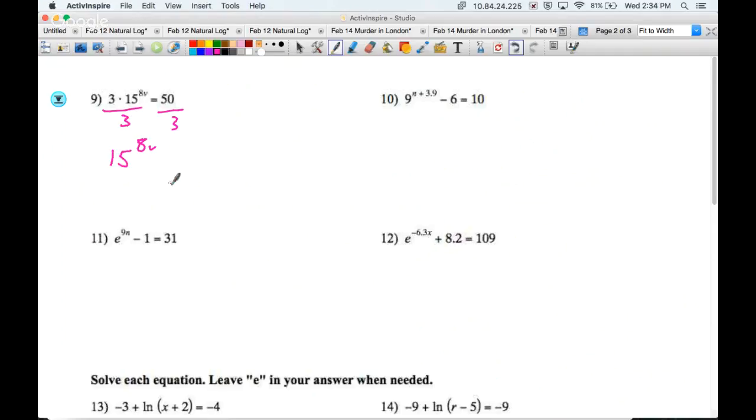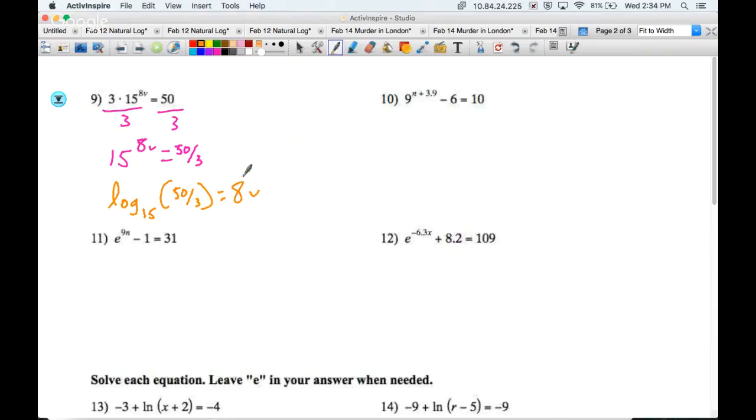So I divide both sides by 3 in number 9. You get 15 to the 8v equals 50 thirds. What is that? 50 divided by 3, 16 and 2/3. I'll just leave it as 50 thirds. It'll be easier to work with. At this point, our exponential part of this equation has been isolated, so we're ready to rearrange it into a logarithm. So we get log base 15 of 50 thirds equals 8v.